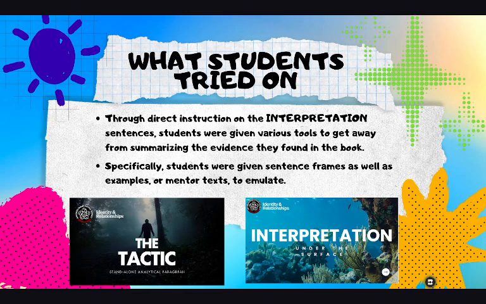I also wrote a few tactic paragraphs of my own, tried to make them aspirational, not perfect. And they were just really good examples to show, okay, in this situation, this tactic paragraph looks like this. In this situation, it looks like this.